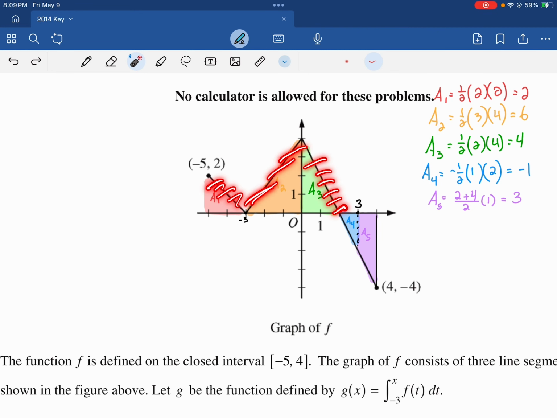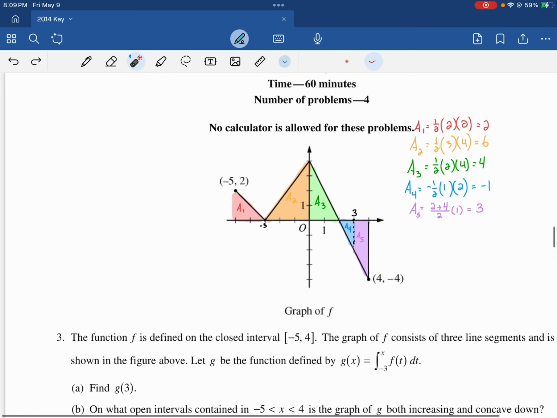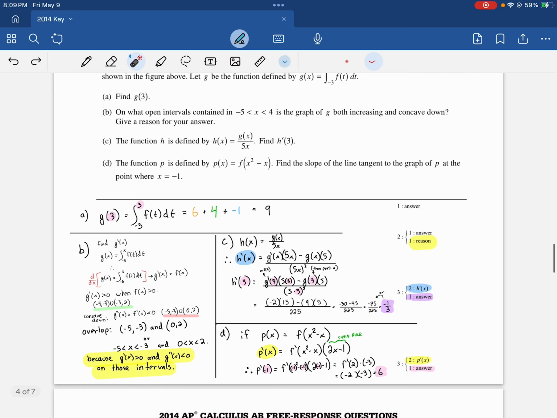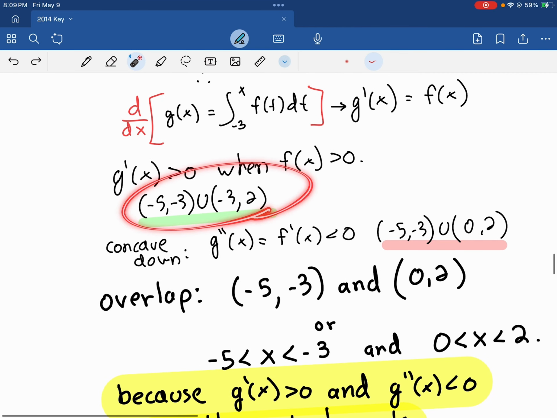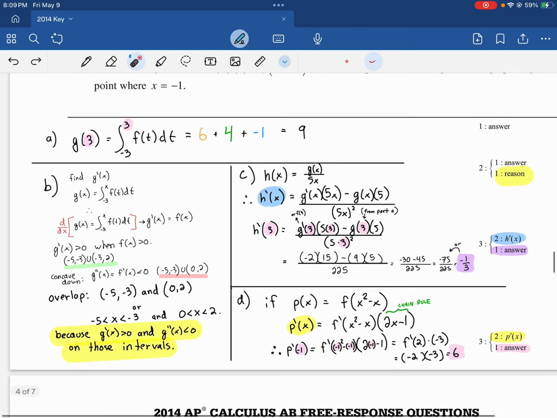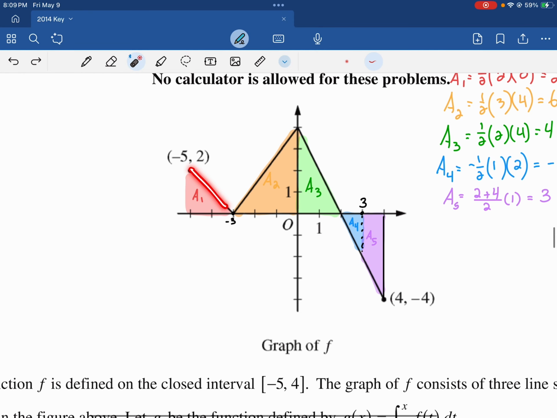We have f giving positive values. Notice not at -3, but that might not be too important. But specifically, -5 to 2 is a section where it's at or above the x-axis. And notice with parentheses, I exclude -3 here. Concave down is when my second derivative is negative. My second derivative would be the first derivative of f, and this is just asking when the slope of f is negative. When f is decreasing, that happens from -5 to -3, from 0 to 4.